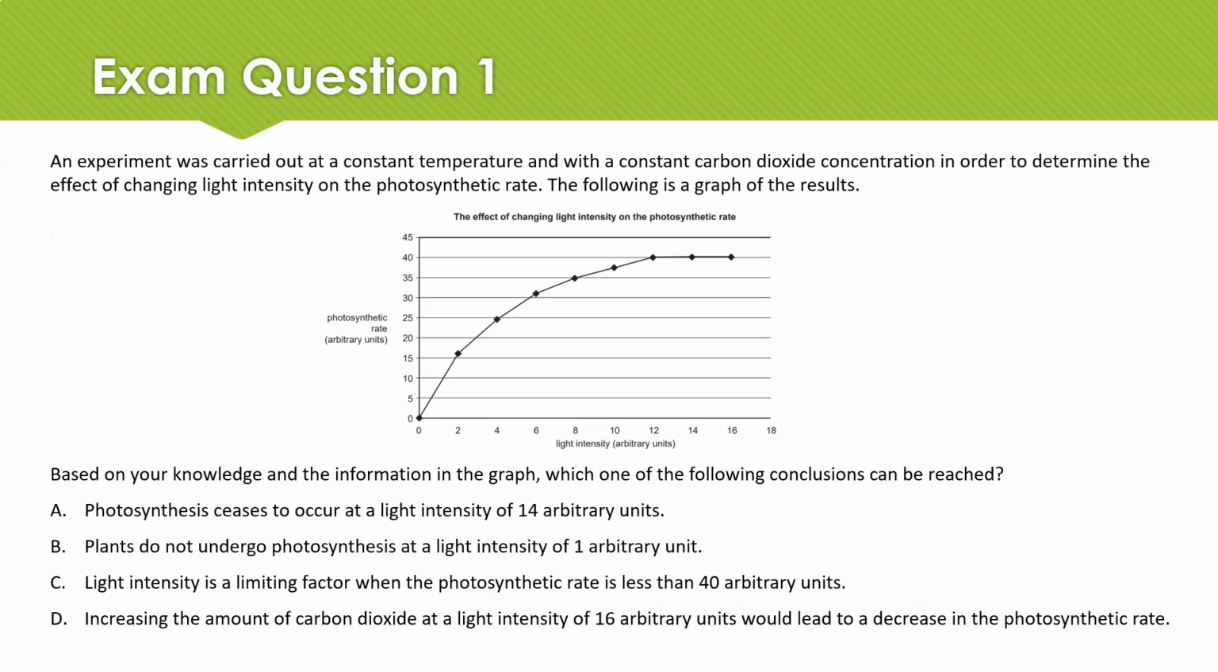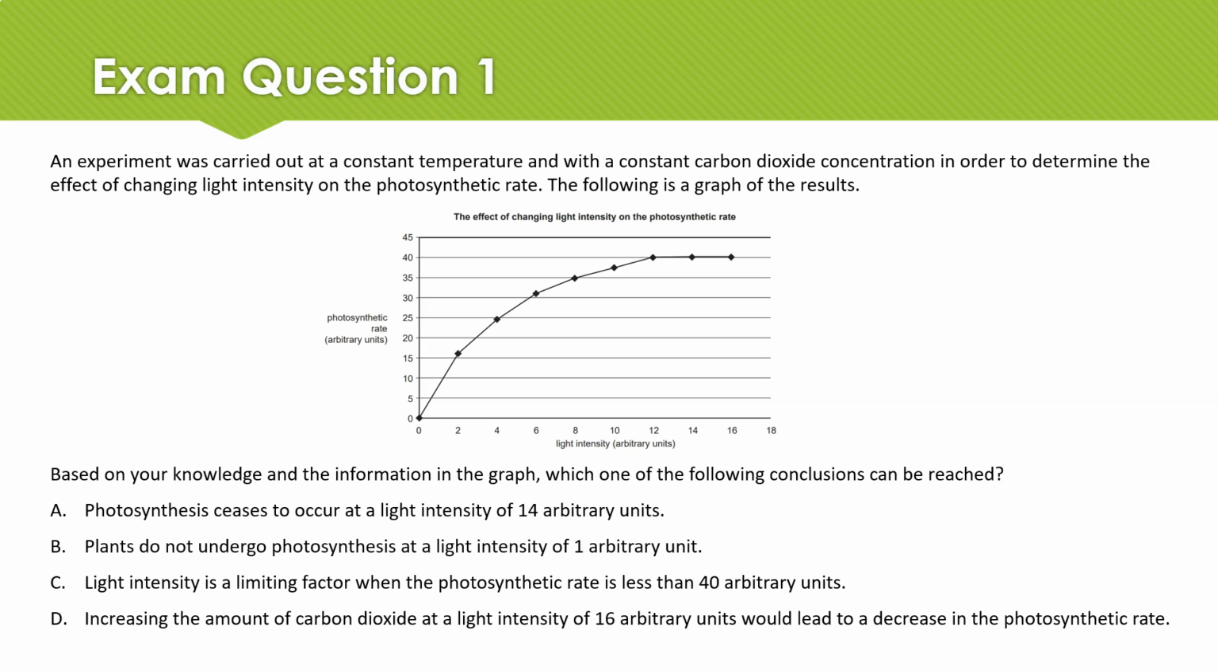All right, this brings us to our first exam question. So it says, an experiment was carried out at a constant temperature and with a constant carbon dioxide concentration in order to determine the effect of changing light intensity on the photosynthetic rate. The following is a graph of the results. Based on your knowledge and the information in the graph, which one of the following conclusions can be reached?